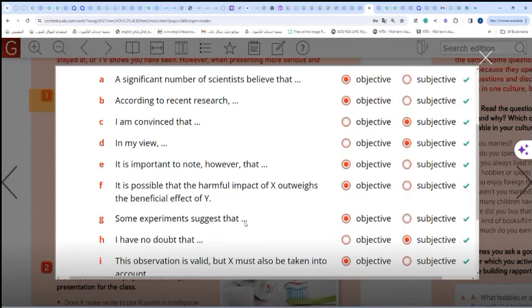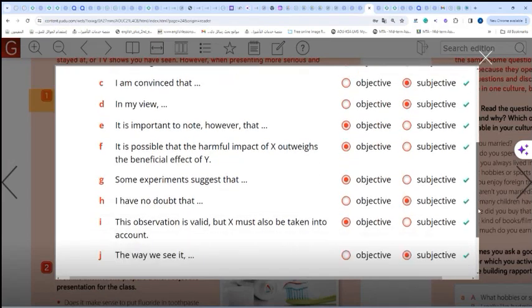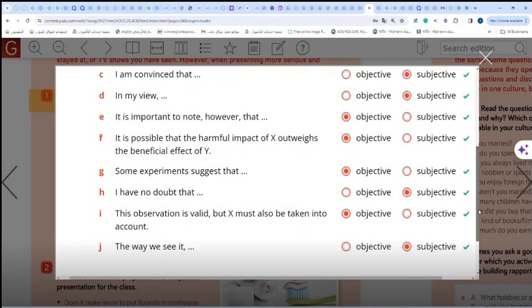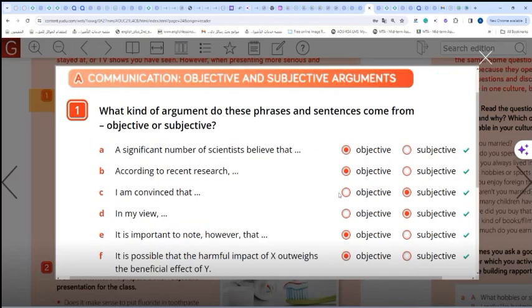Okay, broader. G. Okay, dear students, let's concentrate on the subjective so as to understand it better. Dear students, notice, could you read all the subjective phrases or sentences?